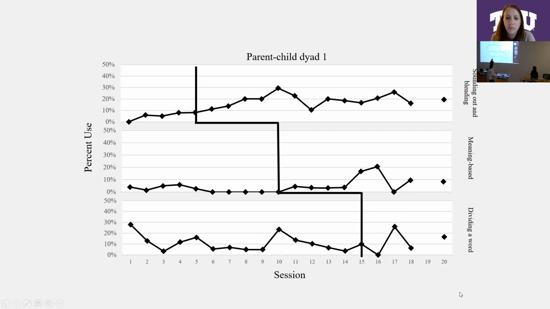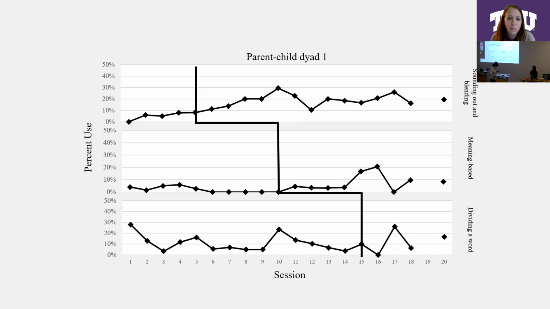So session is at the bottom, and then percentage of use is on the left side, and then that was the 3 strategies. So for this parent, we implemented the sounding out and blending strategy for 5 sessions, and what we were looking for is growth right after that line. The same thing for the meaning-based strategy, and then the dividing a word.